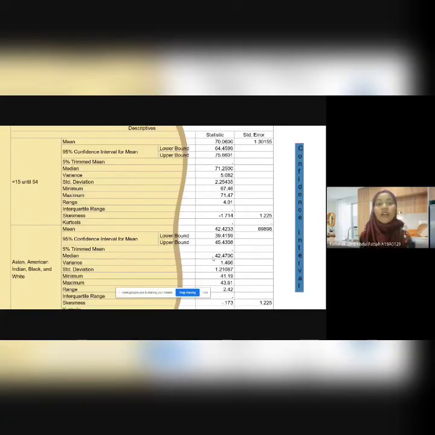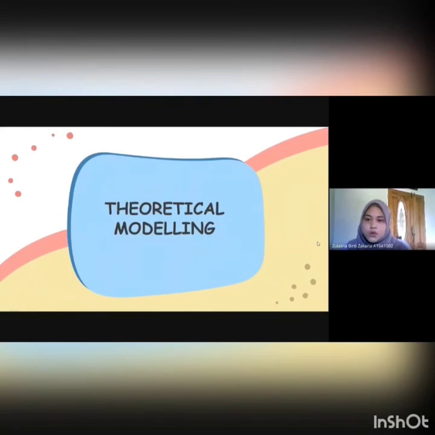So lastly, we go to 4.4, that is confidence interval. Confidence interval is a range of values within which the population parameter is expected to occur. We can see this analysis for age and race. For example, the data for age at a 95% confidence interval has a lower and upper bound of 64.45 and 75.66, while the data for race, like Asian, American, black and white, is 39.41 and 45.43.